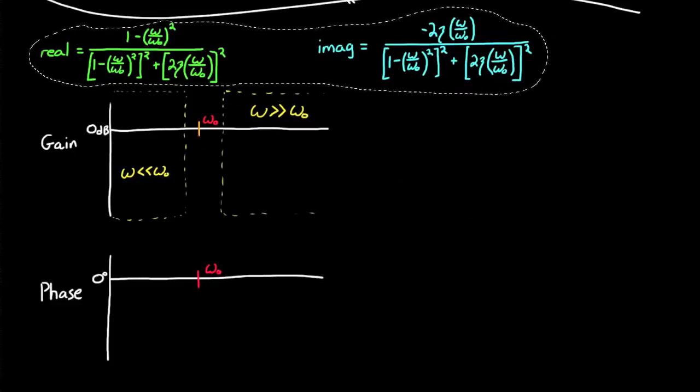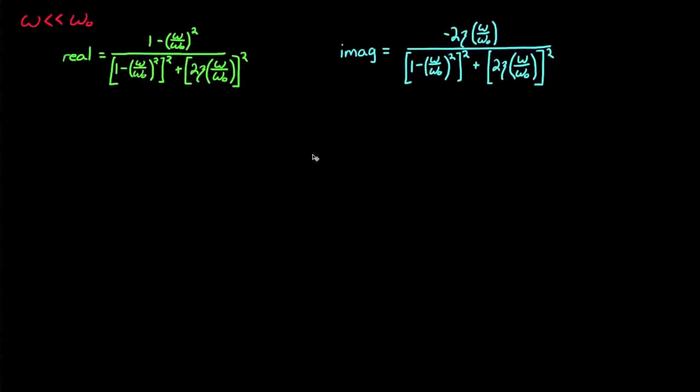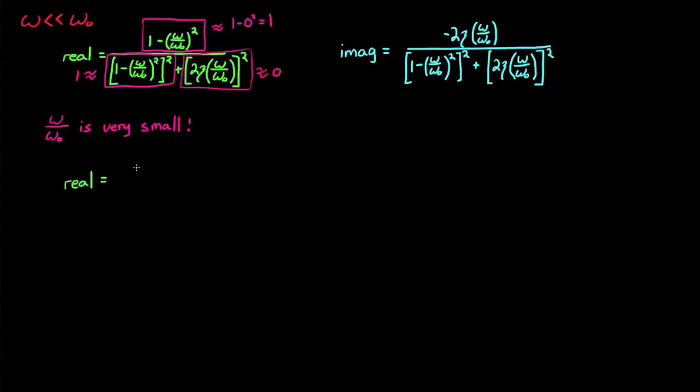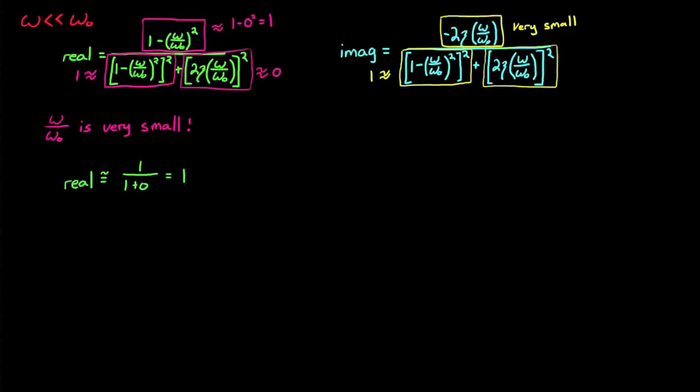Let's start with the first case, where the input frequency omega is much smaller than the break frequency omega naught. I'll copy the real and imaginary components again here for reference. Now in this case, omega over omega naught can be approximated as 0 since it is a small number divided by a large number. For the real component, the numerator becomes 1 minus 0 squared, or just 1, and the denominator becomes 1 plus 0 squared, and this just reduces to 1. Now the imaginary component becomes a very small number divided by 1, which is a very small number, so small that we can approximate it as 0.